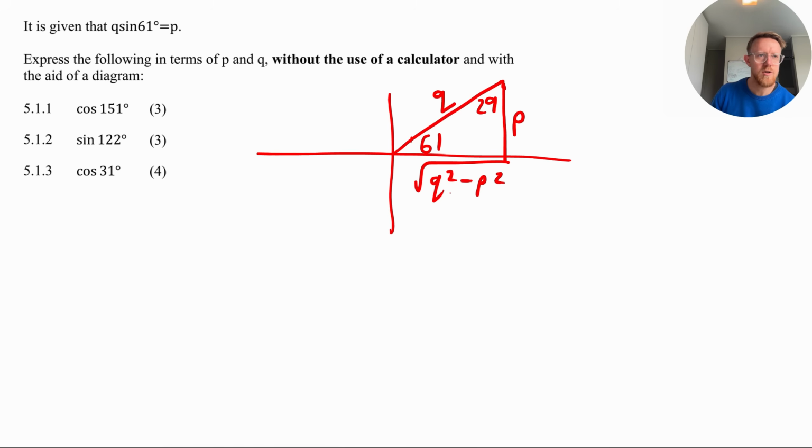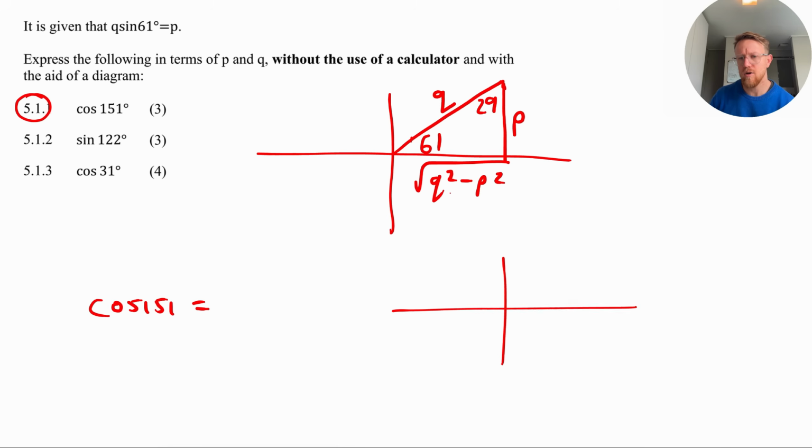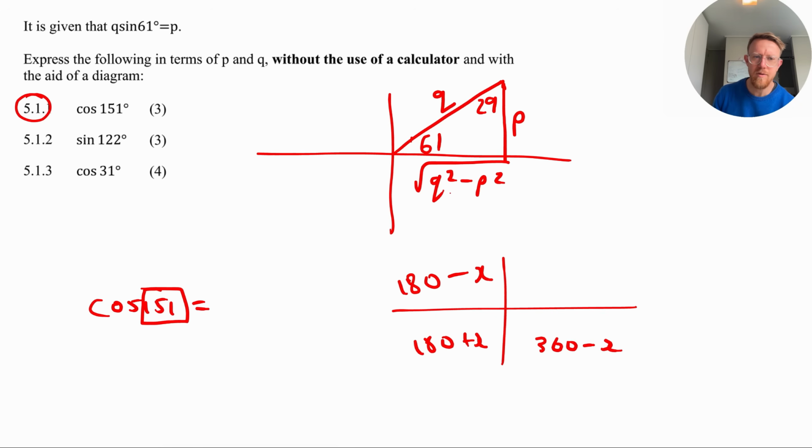And now we can easily go answer all of these questions. First question, cos 151. So we take the 151 and we need to reduce that. So remember that on the cos diagram, this is always the 180 minus x, this is 180 plus x, and this is 360 minus x. So where would 151 be? Remember that this is 0 degrees, this is 90, this is 180, 270, and 360. So where would 151 degrees be? Well, that would be here.